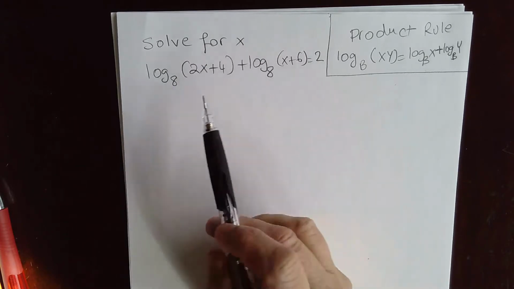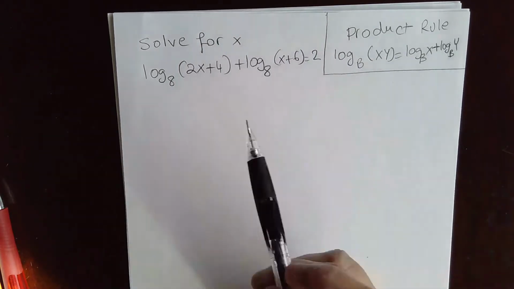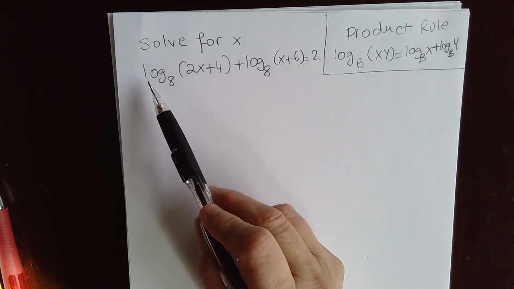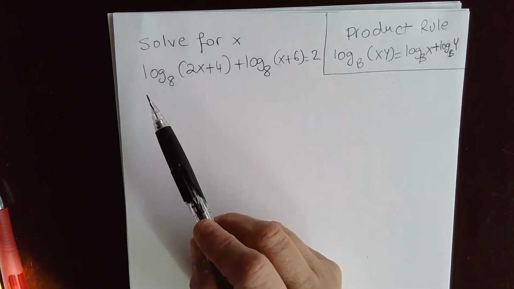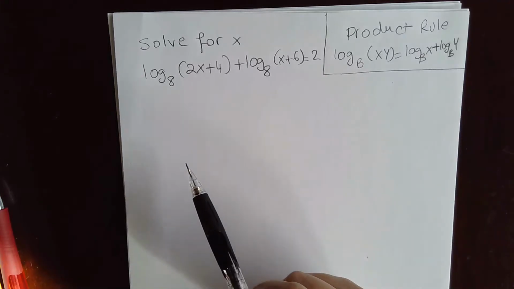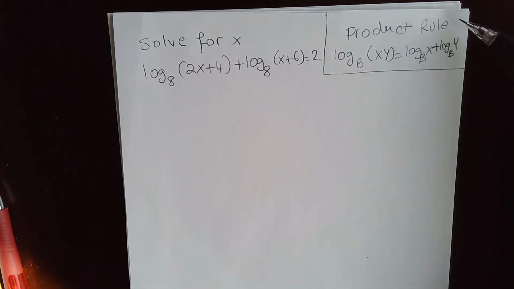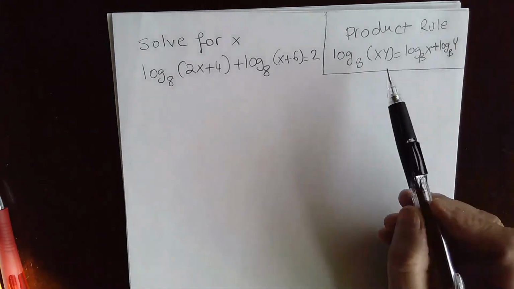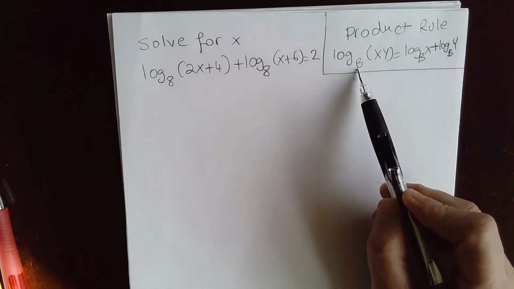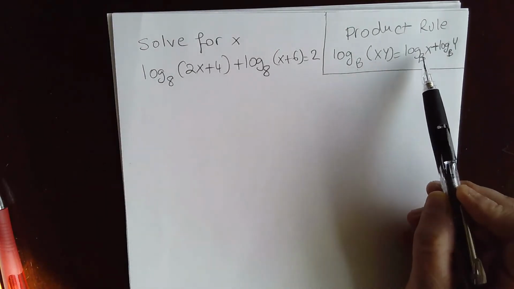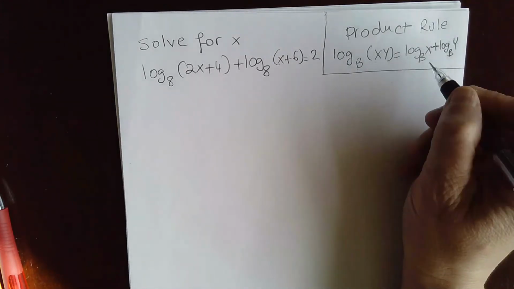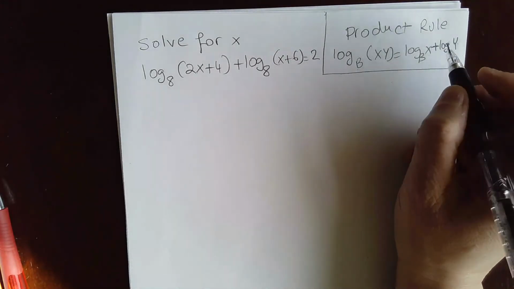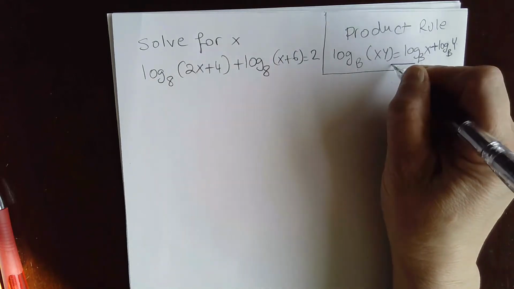So in order to solve this logarithmic equation, we need to make changes to the left side of the equation. We need to have only one logarithm on the left side of the equation. So we have to use what we call the product rule. You have log base b of xy, that's the same as log base b of x plus log base b of y. So we have two logarithms here, and we're going to go from here to here.